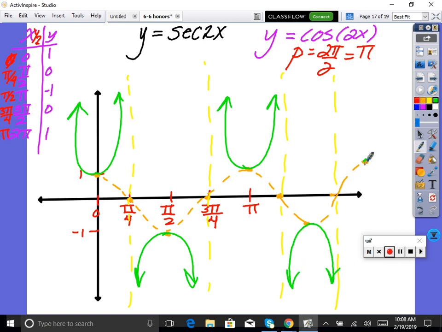You guys feel confident graphing the other types of functions here? Okay, you have 30 minutes to work on the homework.